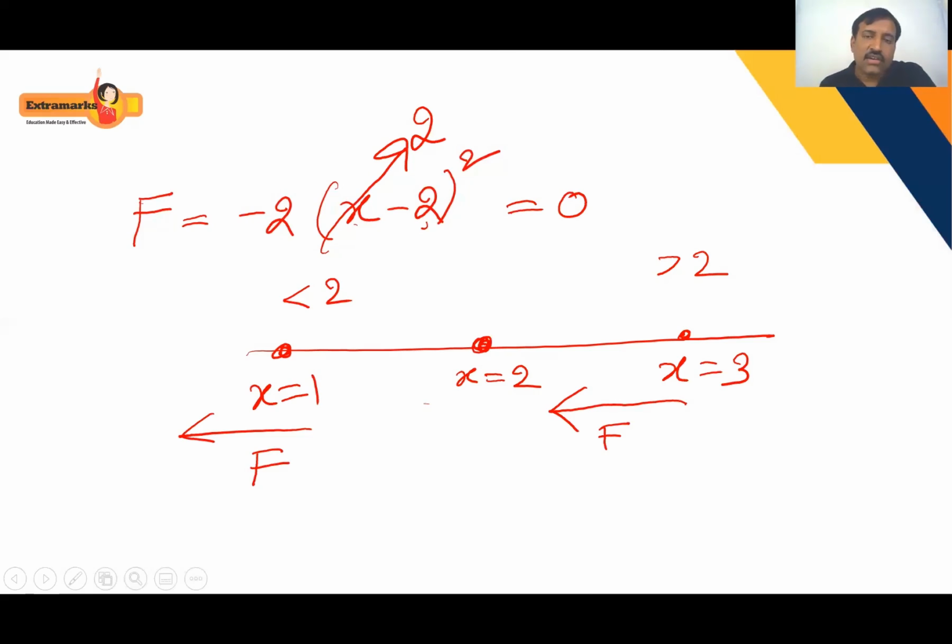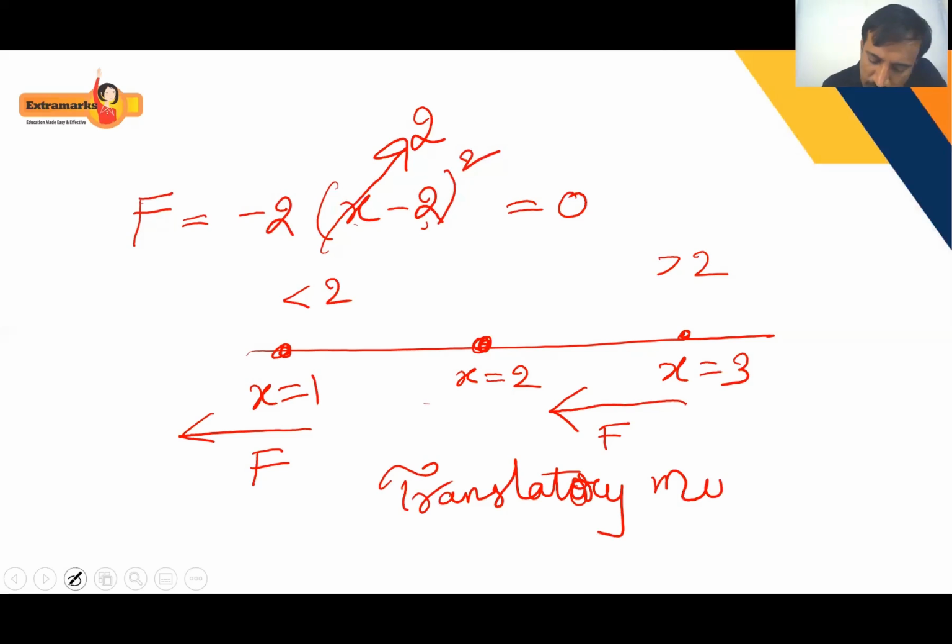This will happen once the body is in what type of motion? Translatory motion. When force is not reverting, it is not at all oscillatory. If it is not oscillatory, that is not SHM.